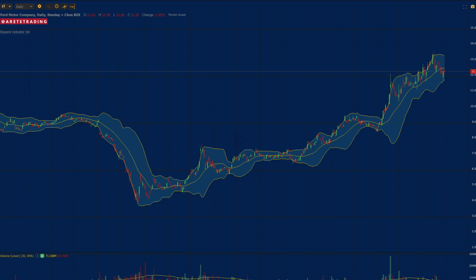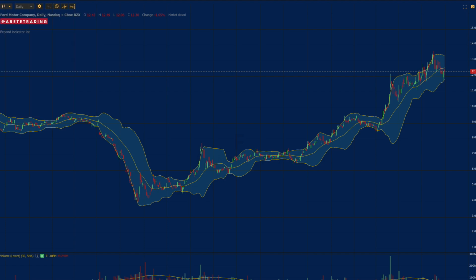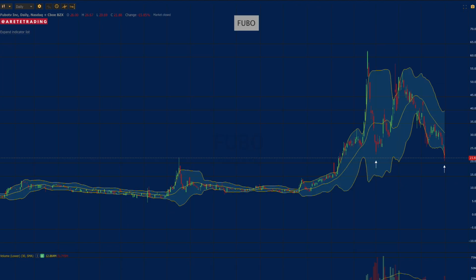Another one is for stocks that get extremely volatile, and one of my favorite times to use this indicator is when we're around stocks that maybe have gone down too far too fast. I call them outs and ins, and it's when they move way too fast in a short period of time. So I'm going to give you an example.